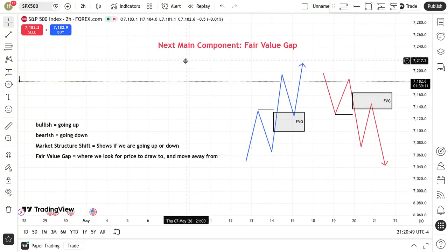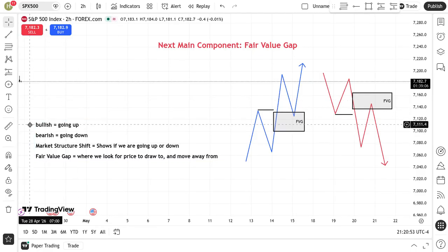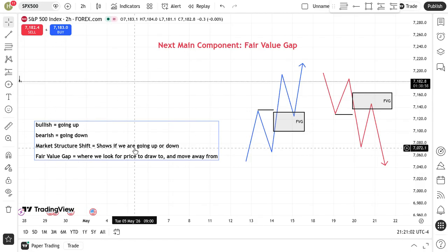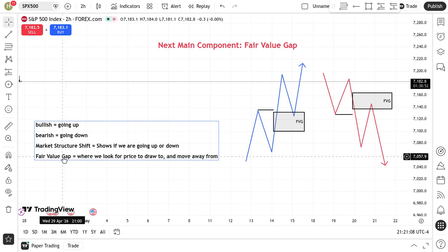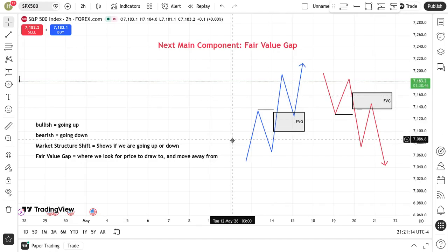So we're going to talk about the next main component, which is the fair value gap. Now let's look at this real quick. So remember, bullish means it's going up. Bearish means it's going down. Market structure shift shows if we are going up or down, and a market structure shift is a break of a high or a low. Now a fair value gap is where we look for price to draw to and move away from, and that will make more sense when we go over this.